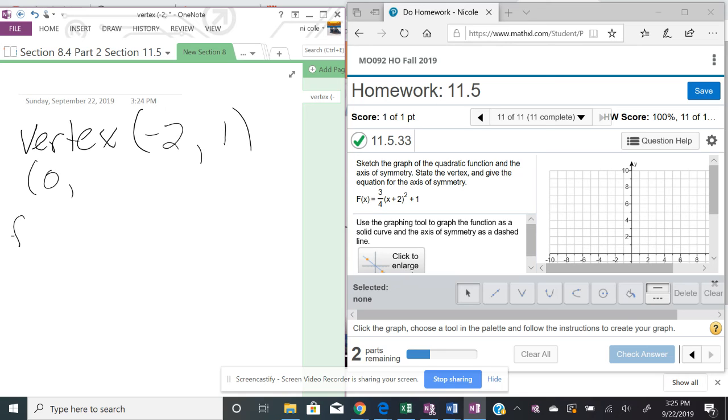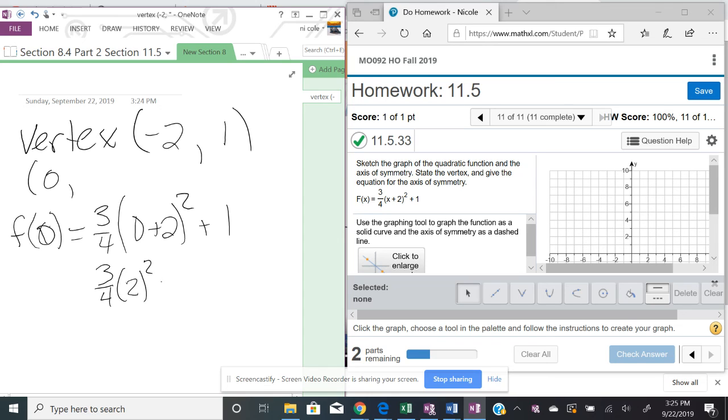And so I'm going to find f of 0 is equal to 3/4 times 0 plus 2 squared plus 1. So that's 3/4 times 2 squared plus 1. 3/4 times 4 plus 1. And this becomes 3 plus 1, which is 4. So here I can come in and write my 4.